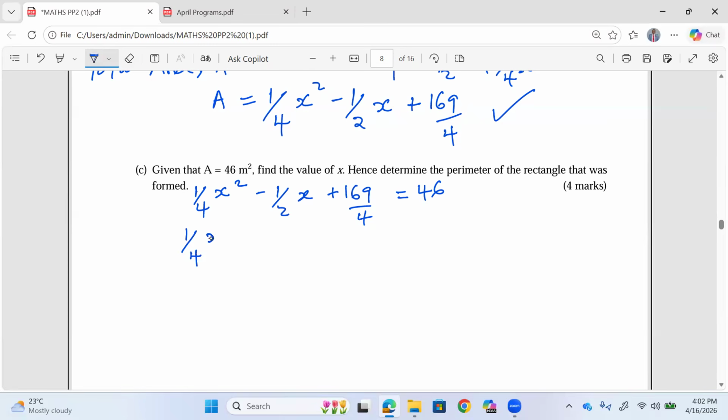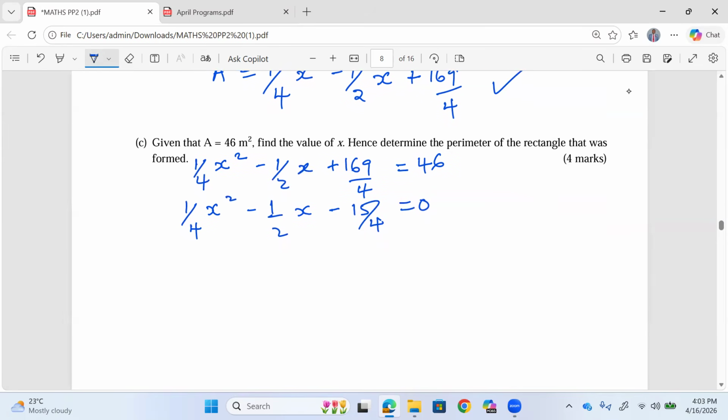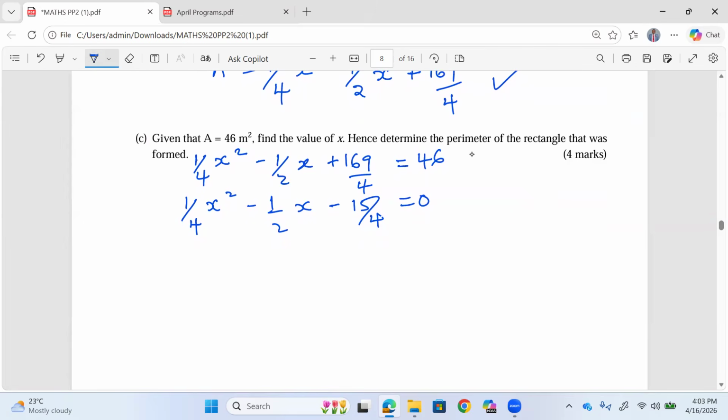So a quarter x squared minus half x. Then now we are having 42 and a quarter, and we subtract the 46. So when you subtract 46, you get negative 3 and 3/4. You see, this can be written as improper now, which is 15/4. Yeah, so negative 15/4 equals 0. So we have a quadratic equation. With a quadratic equation, we can now solve it.